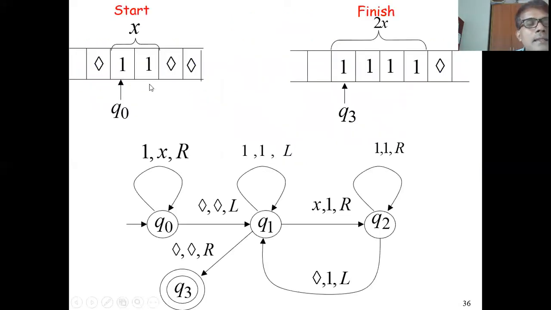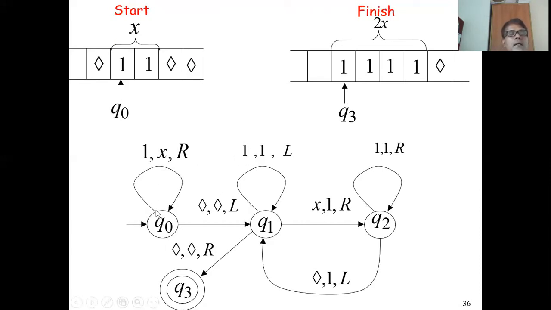So consider this example. We have x equal to 1, 1, and Q0 is pointing to the first 1. For each symbol of x, we get a copy of that. We have to replace this blank by 1 and the next blank by 1, so we get the copy. The final result should be 2x, that is 1, 1, 1, 1, and Q3 is the final state that points to the first symbol of the final result.